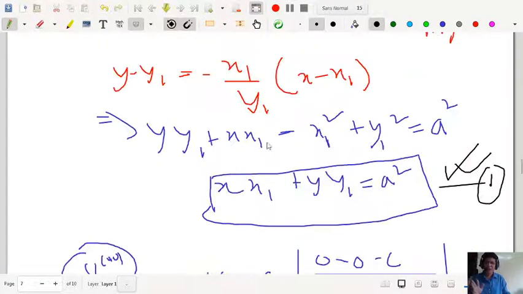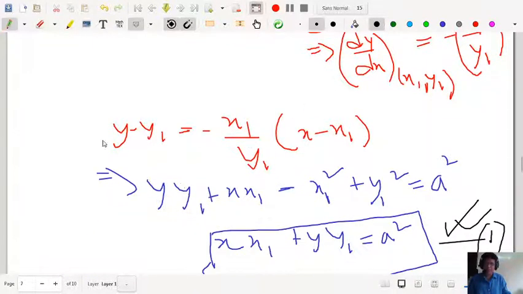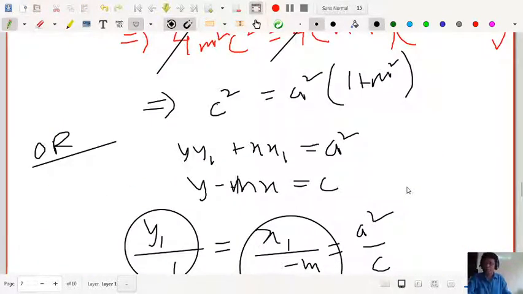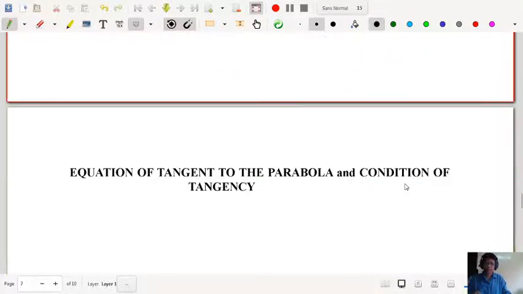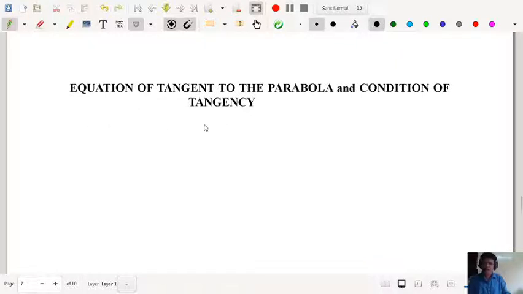And how to get the equation of the tangent? This is the way to get the equation of the tangent, by doing the differentiation and substituting the values. Okay, let me now discuss about parabola. What is the condition of tangency of the parabola and what is the equation of the tangent?